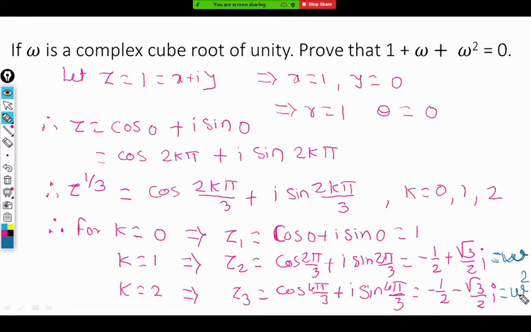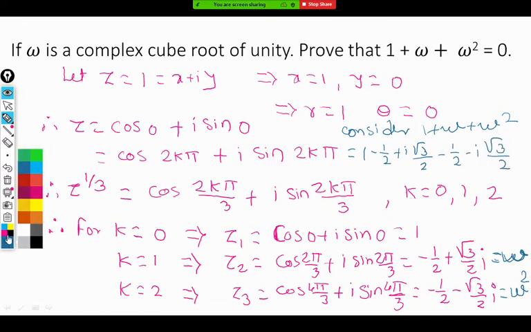So we should say after this, thus 1, omega and omega square are the roots of cube root of unity. First of all, 1, omega and omega square are the roots of unity. Now consider 1 plus omega plus omega square. That is equal to 1 as it is. Omega value is minus 1 by 2 plus i root 3 by 2, and omega square value is minus 1 by 2 minus i root 3 by 2.